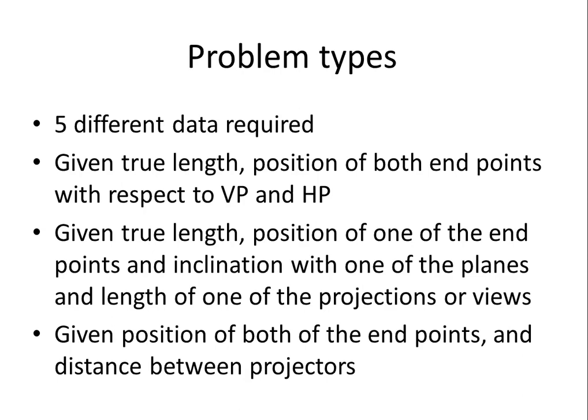The second type would be true length, position of one of the endpoints, so that makes it 1 plus 2, 3, and the inclination, that makes it 4, and the length of one of the projections, that makes it 5. And yet another type would be where the position of both the endpoints, that makes it 4, and the distance between the projectors, that makes it 5. So this is a typical type of question which you see in exams.